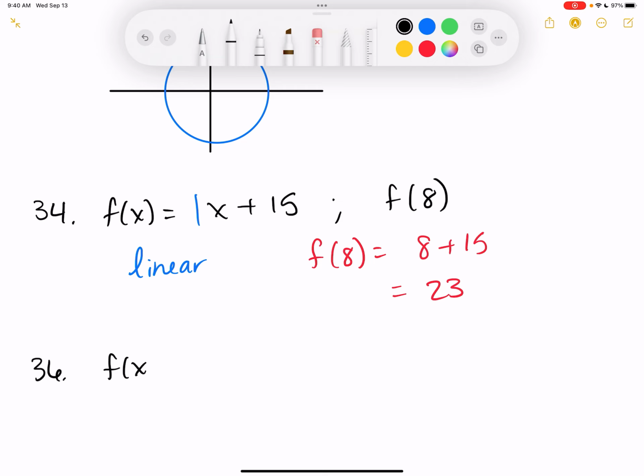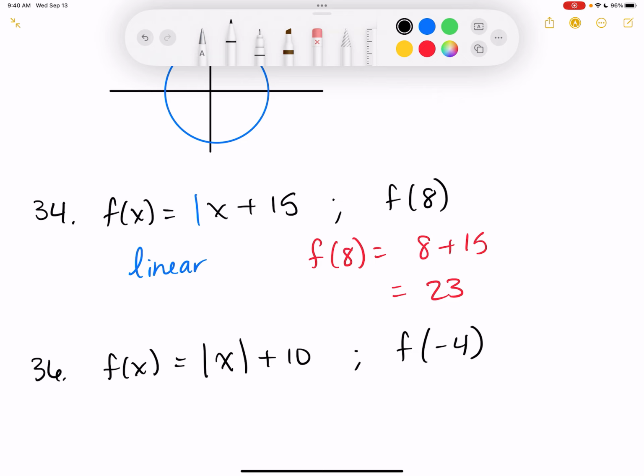Number 36. f of x is equal to the absolute value of x plus 10. And then they want us to solve it for f of negative 4. Is this linear? No. What does an absolute value graph look like? Do you remember? It's like the y graph. Great. Can't be a line if you just told me it's not linear.